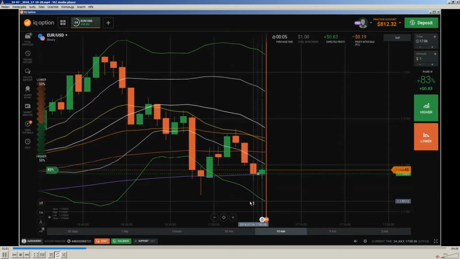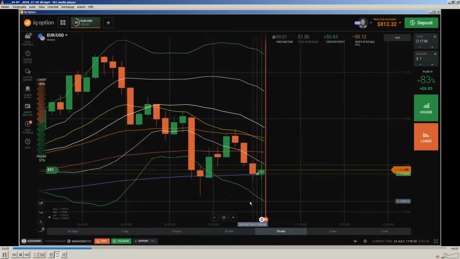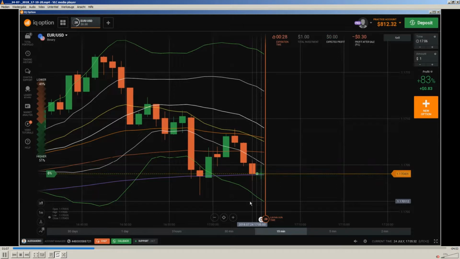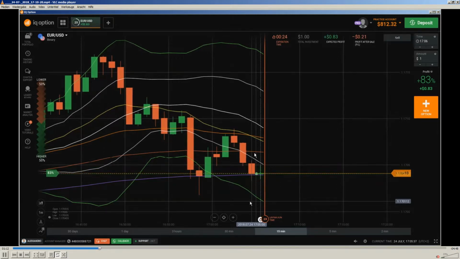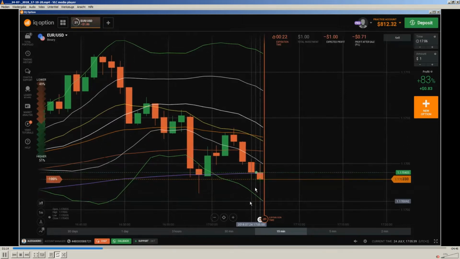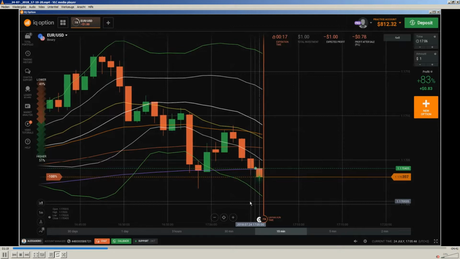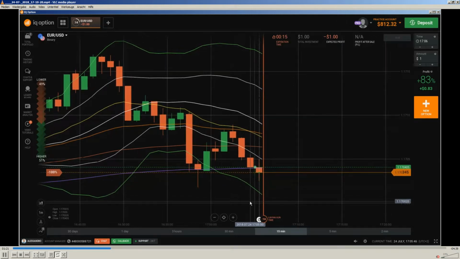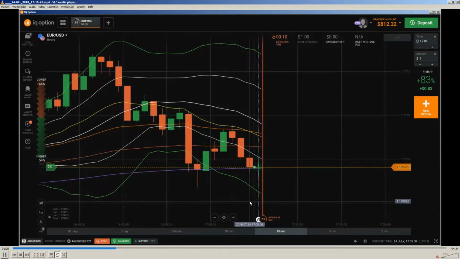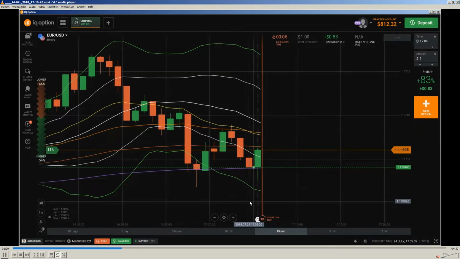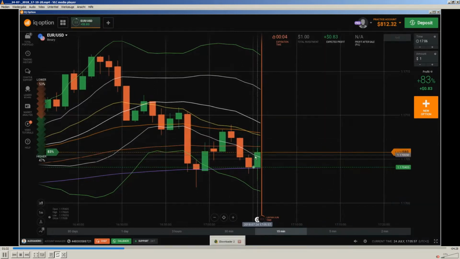I entered immediately because I was sure that price would close above the 200 EMA, because it's a ranging market. It's not a strong trend market. If the upper wick had been greater than the lower wick, I would probably have done a put. But in this case, it was clear to me that price would retrace back, and this kind of double bottom would be forming.